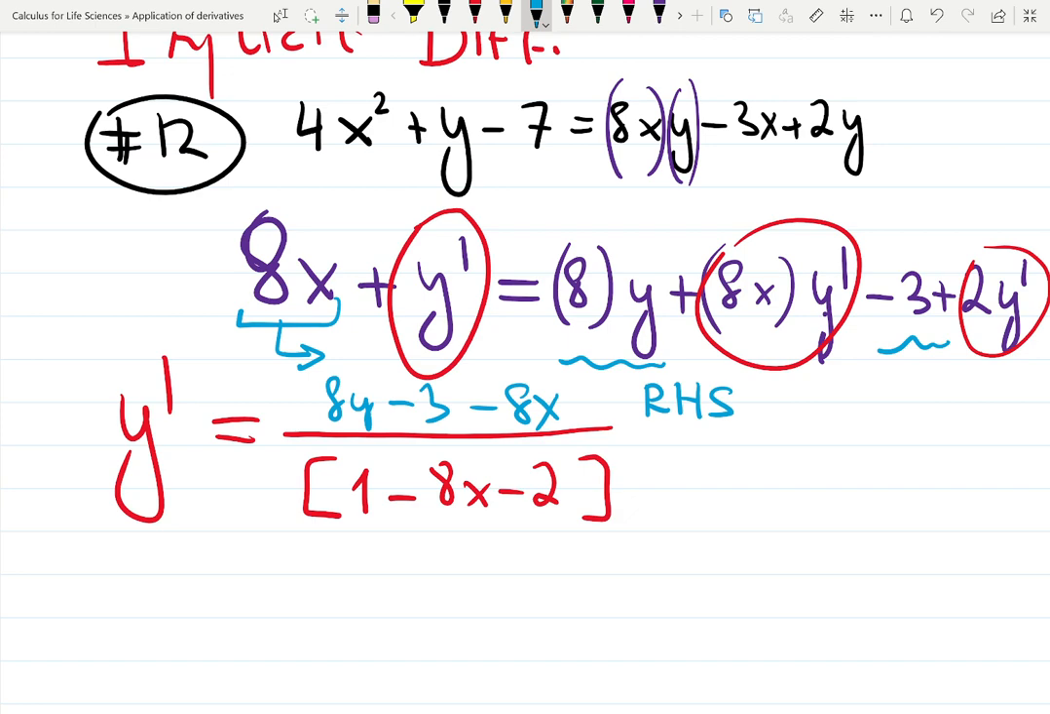Your job is to be careful with negatives. When you move things, it changes the sign. So the first step is the hardest, differentiation, and moving things around, not to mess up the sign. That's not the end yet.